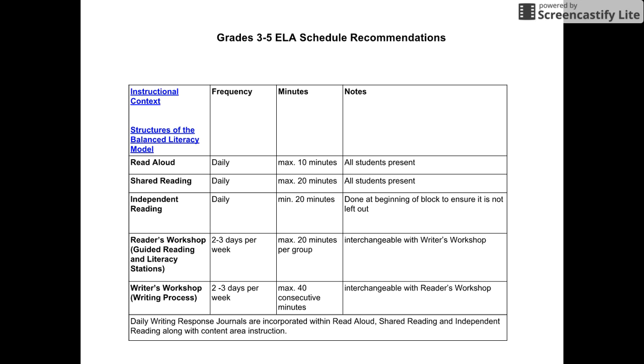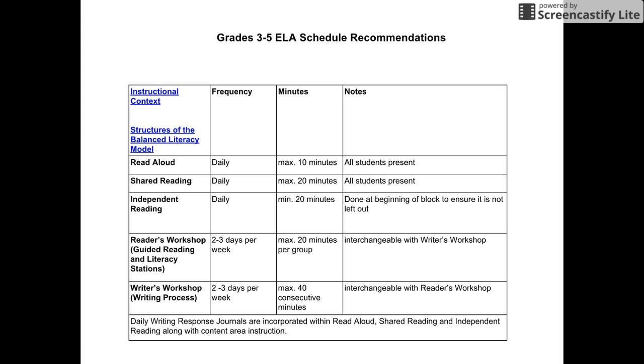The next schedule shows you a recommended schedule for grades 3 through 5. This is one of 2 schedules that you may choose to use. Along the left-hand side, once again, you're going to see those components of balanced literacy with the number of days and minutes. So read aloud in a 3-5 classroom would be daily with a maximum of about 10 minutes. The shared reading would be daily with a maximum of 20 minutes. Independent reading would be daily with a minimum of 20 minutes.